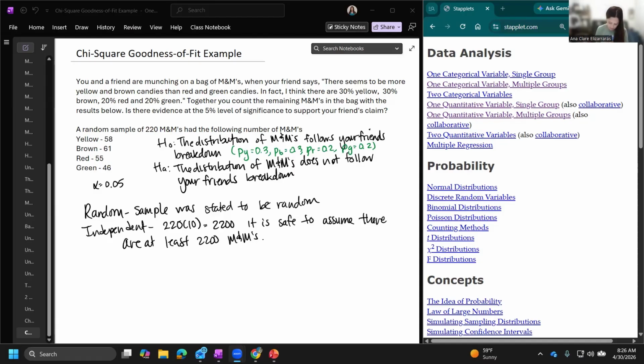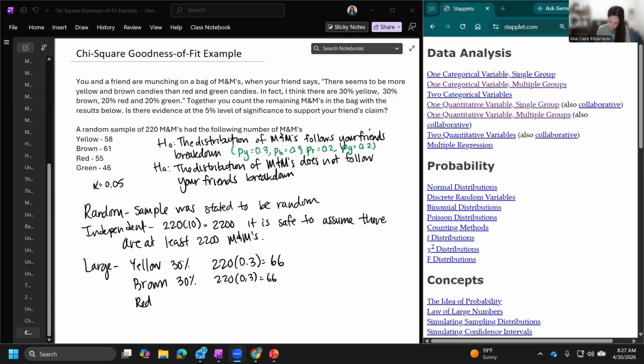What about the large counts? That means that the expected counts need to be at least 5. So what do we expect? Well, for yellow, your friend said 30%. What is 30% of our sample size? That means I take 220 times 30%, which I'm actually going to write as a decimal. And 220 times 0.3 should give me 66. That's good. Brown is actually the same percentage. So 220 times 0.3 is also, again, 66.